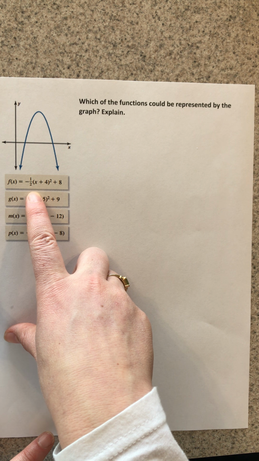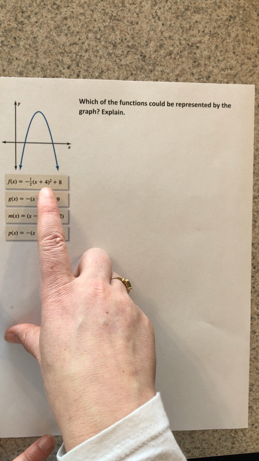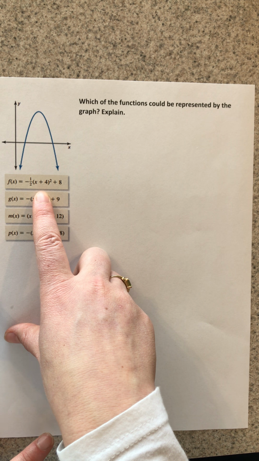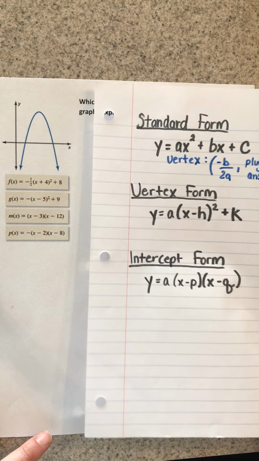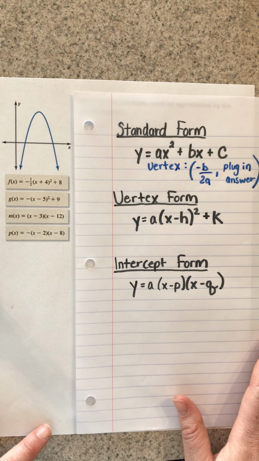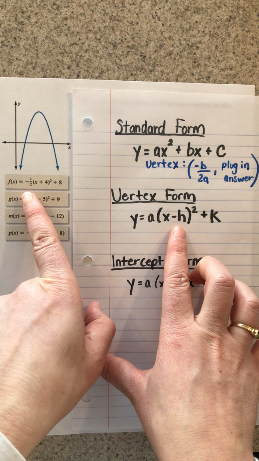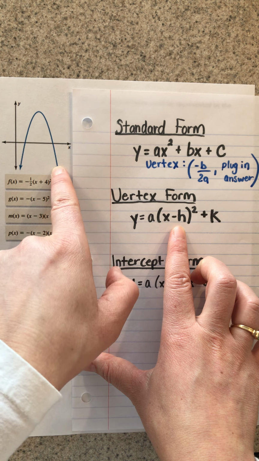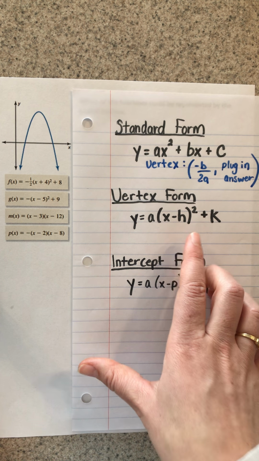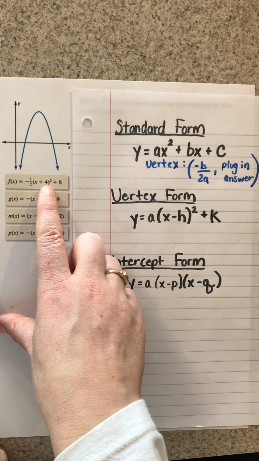f of x equals -1/2 times (x plus 4) squared plus 8. This quadratic function happens to be in vertex form. Notice the a is a -1/2, which means the parabola should be opening down. It is. Okay, the 4 and the 8 are going to give me my vertex.